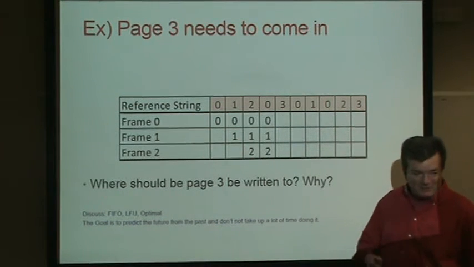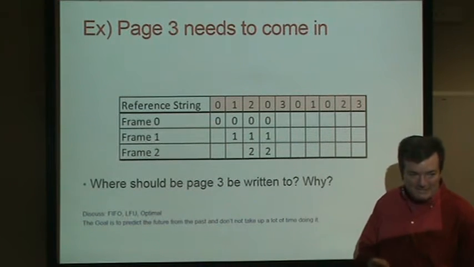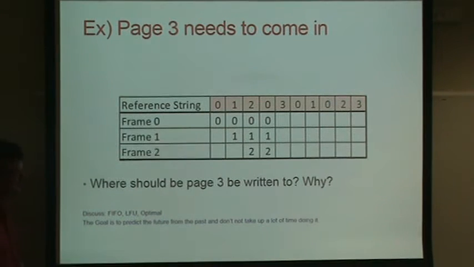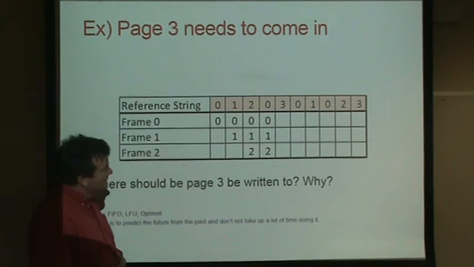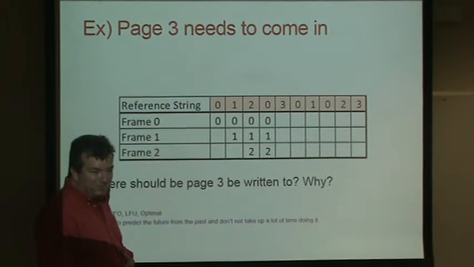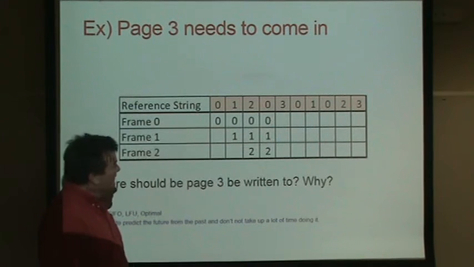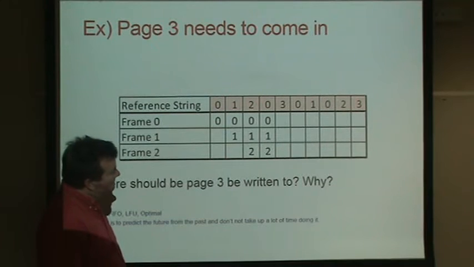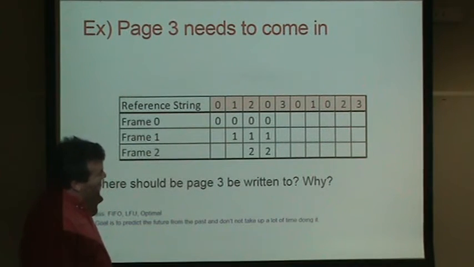Any other reason you might pick a different choice to kick out or write on top of? Write the page on top. And why 0? Because they just used it, so they might not need it anytime soon. Oh, okay. Okay, is there another reason someone might pick 0?